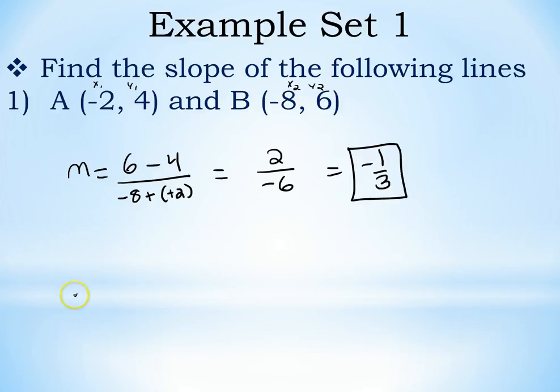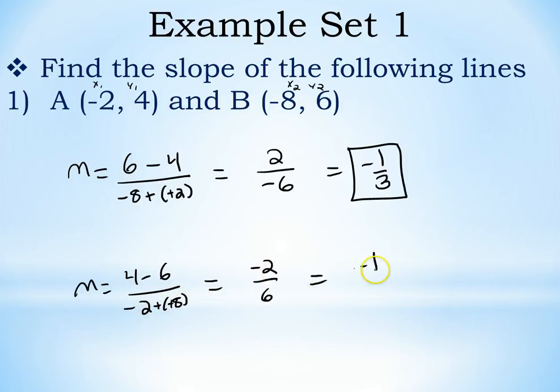Had it been done the other way around: 4 minus 6 over negative 2 minus a negative 8. That's plus. We get negative 2 over positive 6. We still get a negative 1/3 for our answer. So you pick whichever way you like better. It ultimately won't matter. As long as you subtract correctly, dealing with your negative signs properly, and then reduce properly, you'll have the same answer every single time.